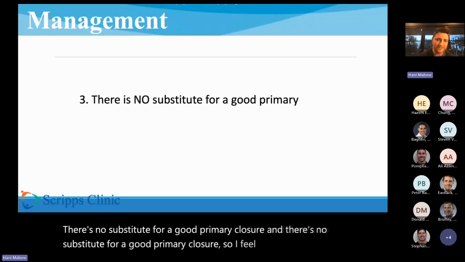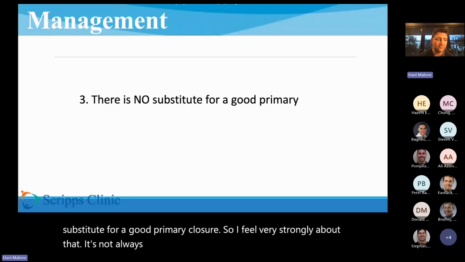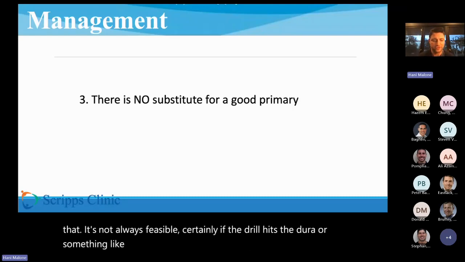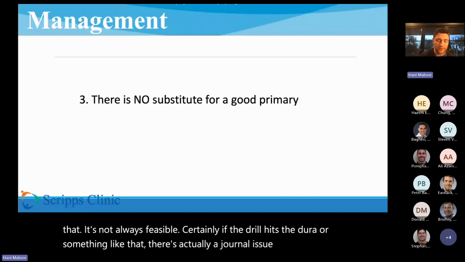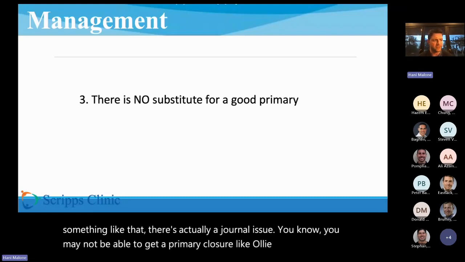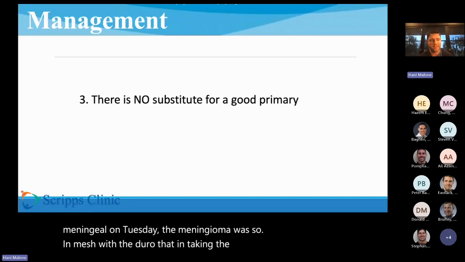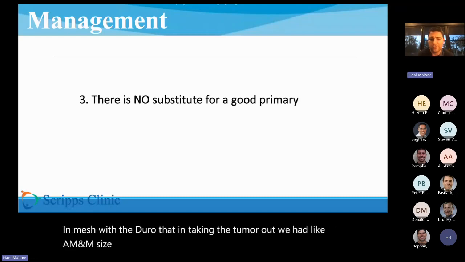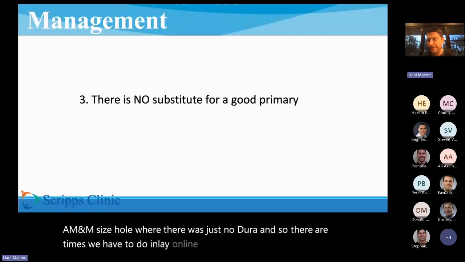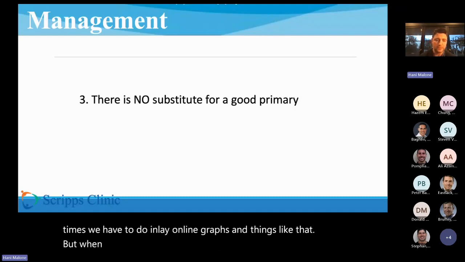So I feel very strongly about that. It's not always feasible. Certainly if the drill hits the dura and there's actually a dural issue, you may not be able to get a primary closure. Like Ollie and I did a meningioma on Tuesday. The meningioma was so enmeshed with the dura that in taking the tumor out, we had an M&M-sized hole where there was just no dura. And so there are times where you have to do inlay onlay grafts and things like that. But when possible, when feasible, a good primary closure is definitely the way to go.